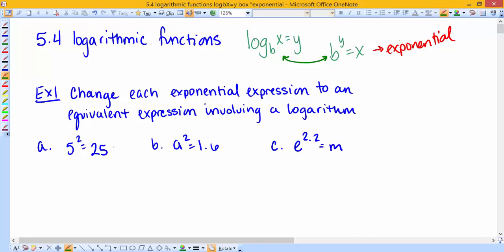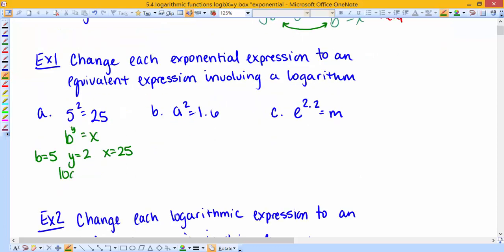So, in example 1, we're given functions in exponential form. This is b to the y equals x. So I'm going to start by identifying my variables. B is 5, y is 2, x is 25. Now I just need to plug into log form. And log form is log base b of x equals y. So log, what was b? 5. What was x? 25. What was y? 2. So there's log form.